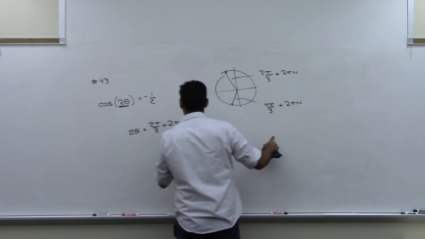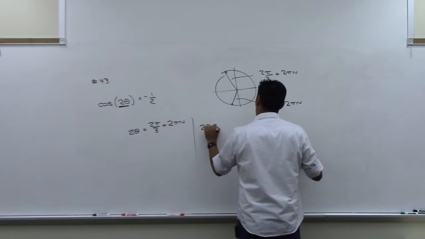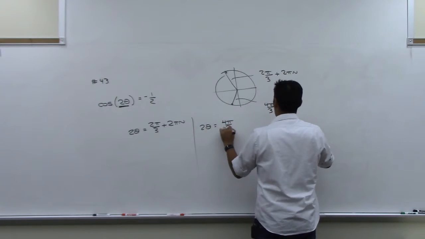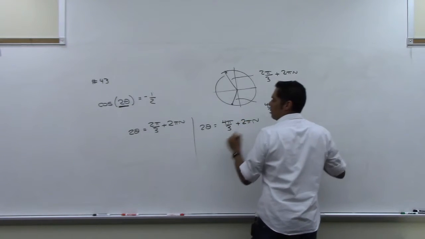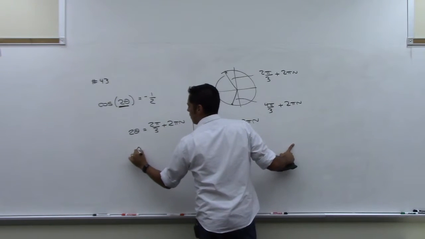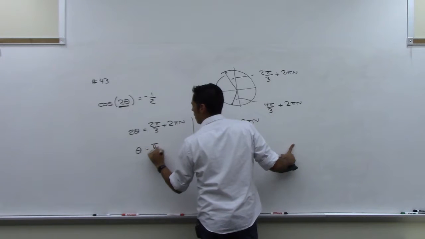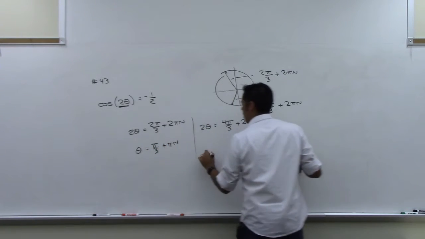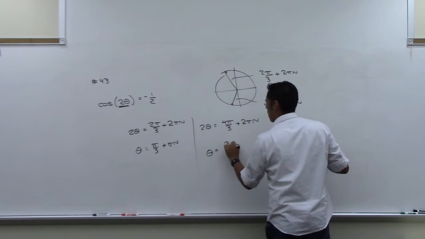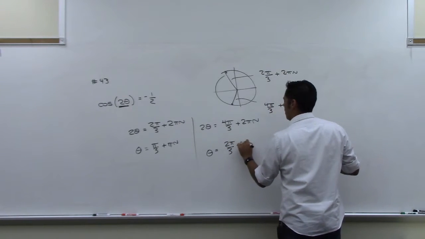And I need 2 theta to be equal to this one, 4 pi over 3 plus 2 pi n. All right, divide both sides by 2. Theta is pi over 3 plus pi n. Over here, divide both sides by 2, you get 2 pi over 3 plus pi n.